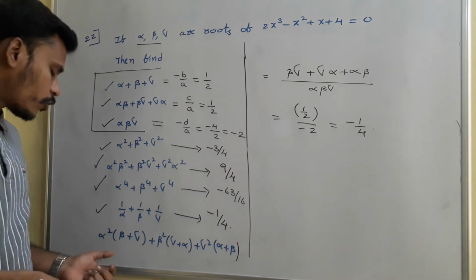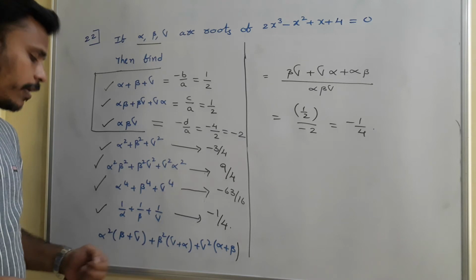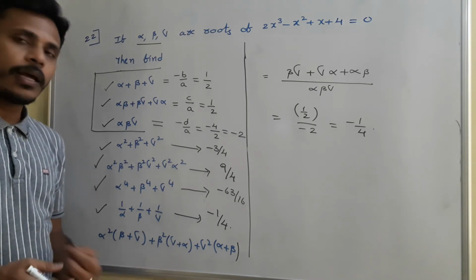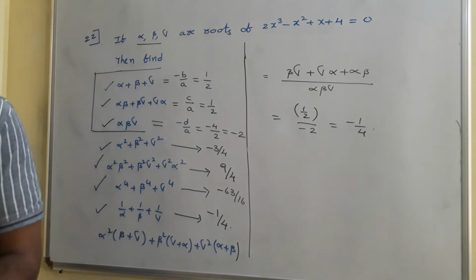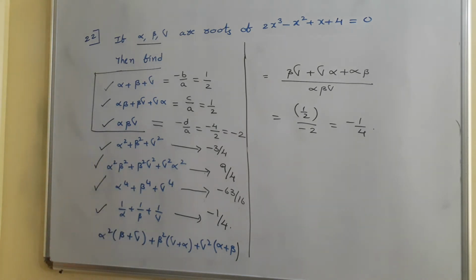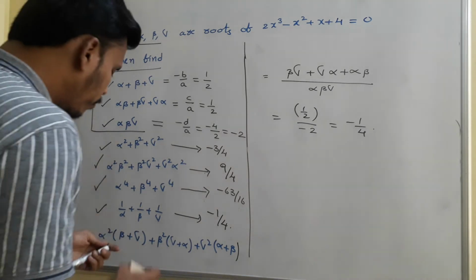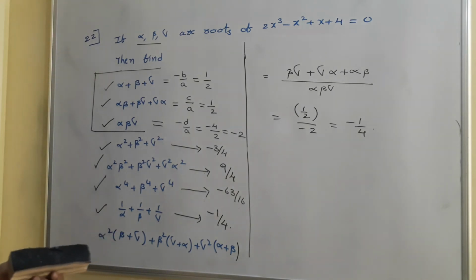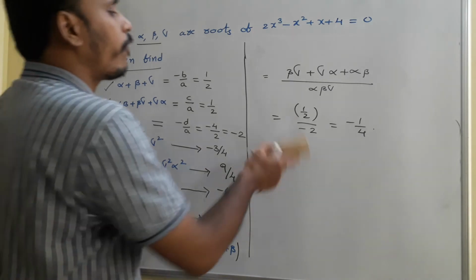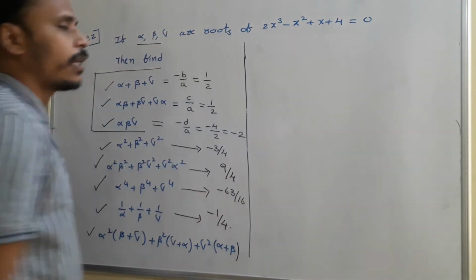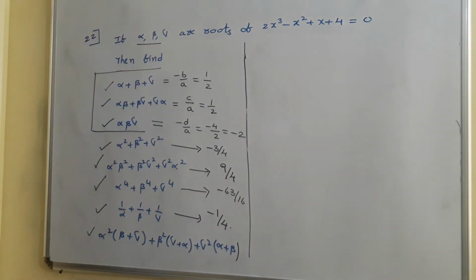Then the last one is alpha square into beta plus gamma, beta square into gamma plus alpha, gamma square into alpha plus beta. How to find it? You need to think about it, it is a little bit different. Before going to find this, first of all I will find alpha cube plus beta cube plus gamma cube. Using that I will find this.